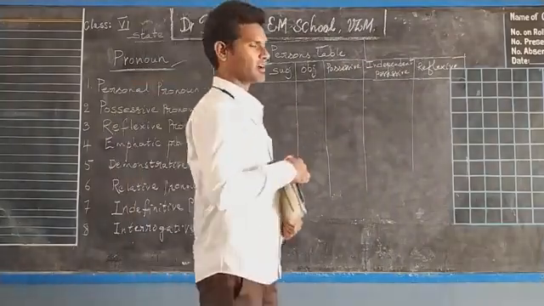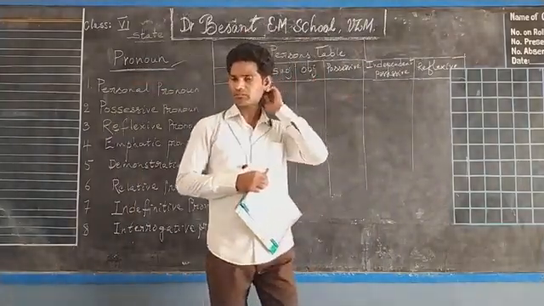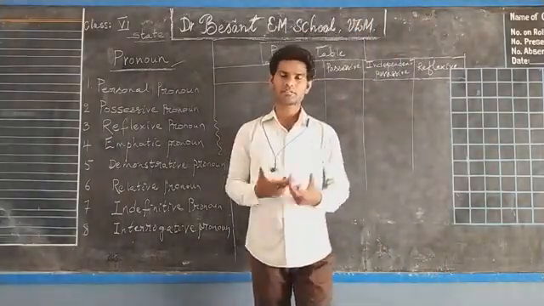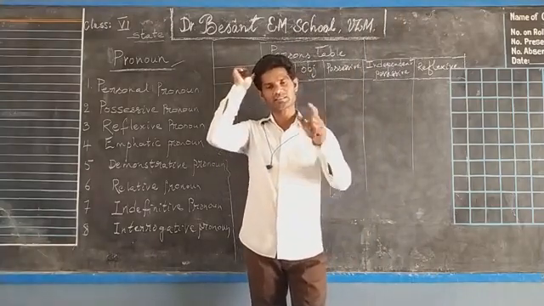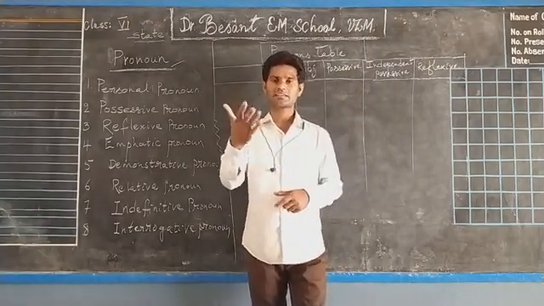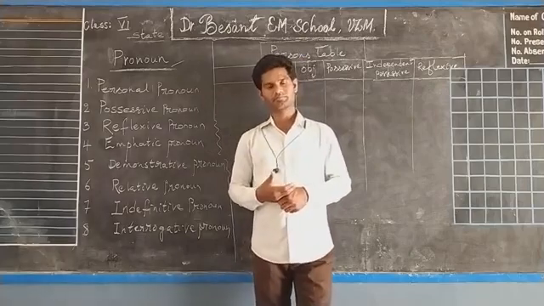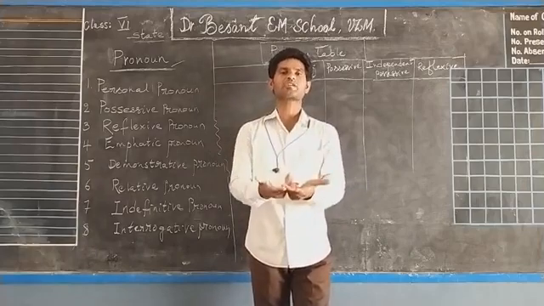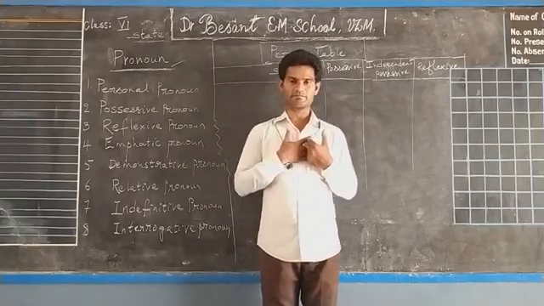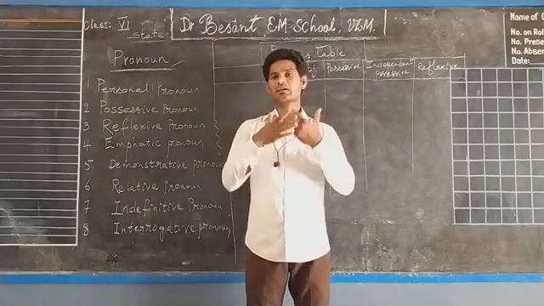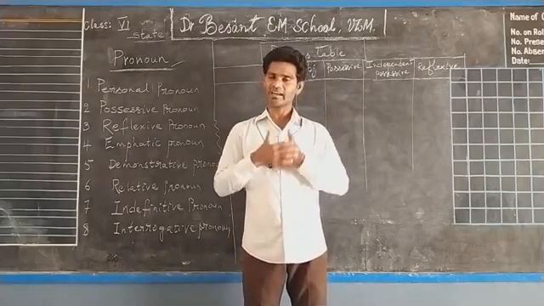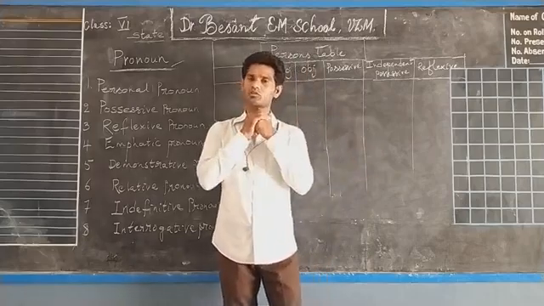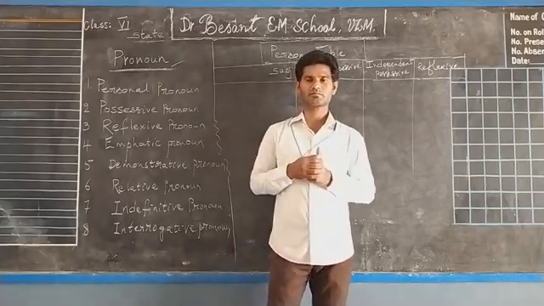Now, basically we have 3 types of pronouns. How many persons are there? 3 persons are there: first person, second person, third person. Who is the first person? The person who is speaking is called the first person. For example, I am speaking. So, I is the first person.